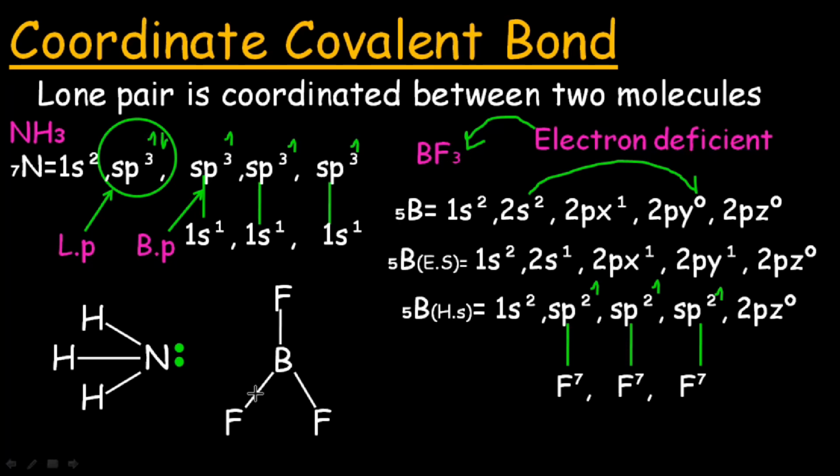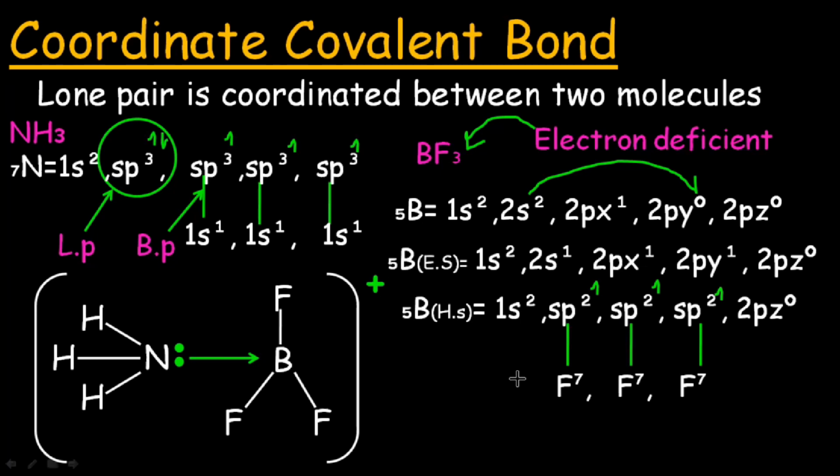Now BF3 is electron deficient and ammonia contains a lone pair. These lone pairs are coordinated between nitrogen and boron. This coordination results in a coordinate covalent bond. When nitrogen coordinates its lone pair with boron, it will get the positive charge. The positive charge will be written at the superscript of the bracket.